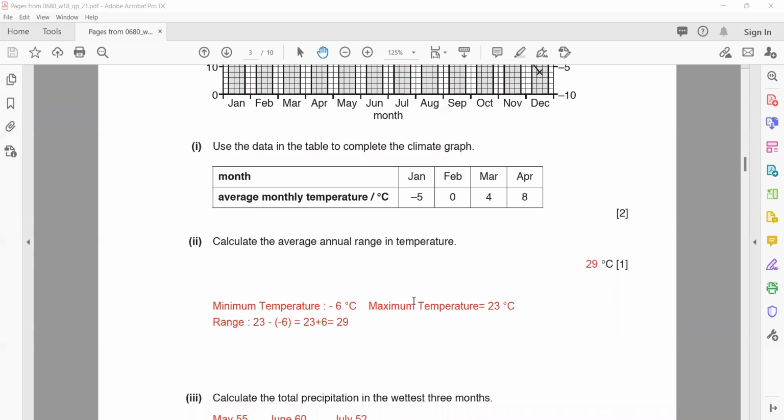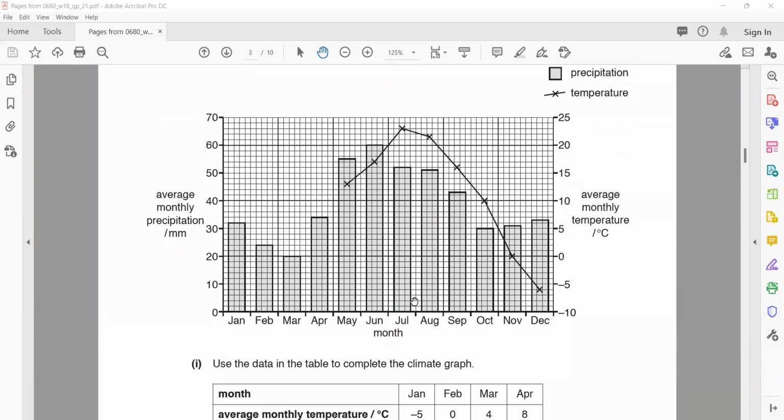Okay. Now calculate the total precipitation in the wettest 3 months. Wettest means the months in which you have more precipitation. So what are those 3 months? Tell me. June first, then May, then July. Got it?